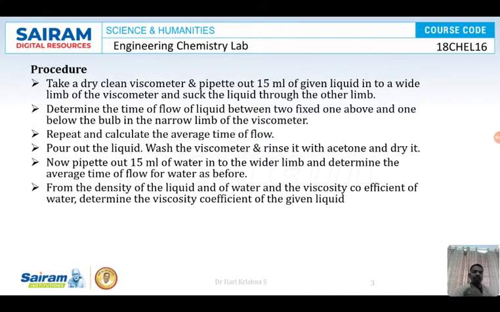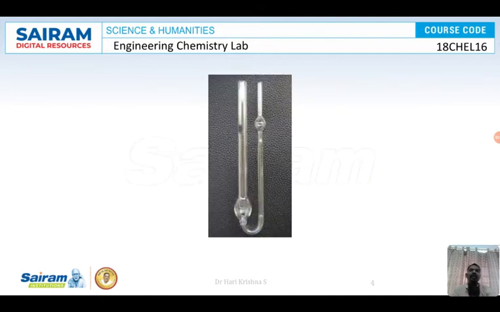So how to perform this experiment? We're going to take the dry viscometer. This is the Ostwald viscometer. The Ostwald viscometer contains an upper bulb here and a lower bulb here. So it has a wider limb and a smaller limb. Through the wider limb, you're going to pipette out the liquid, and through the smaller limb, you're going to suck the liquid. There will be a mark above the bulb here and below the bulb here.